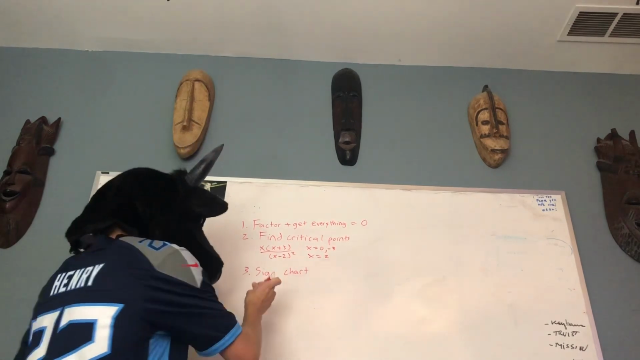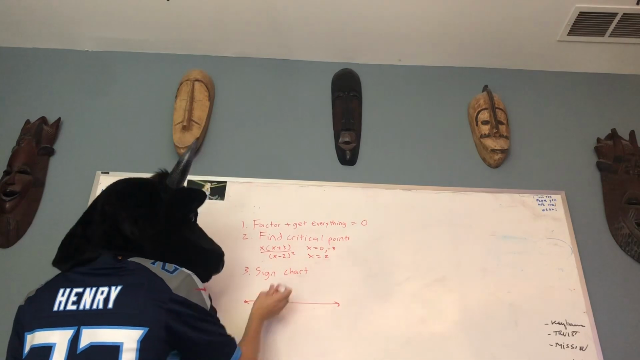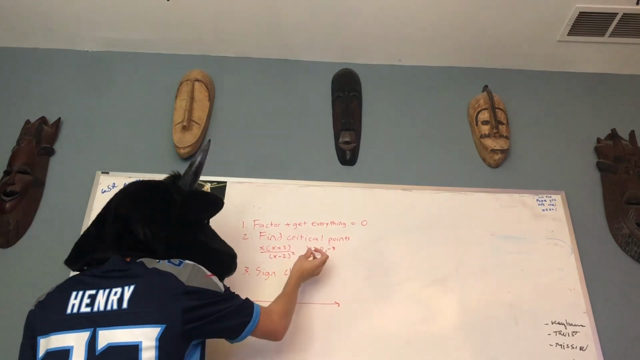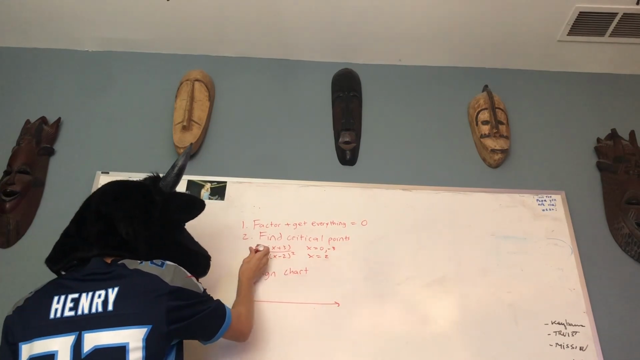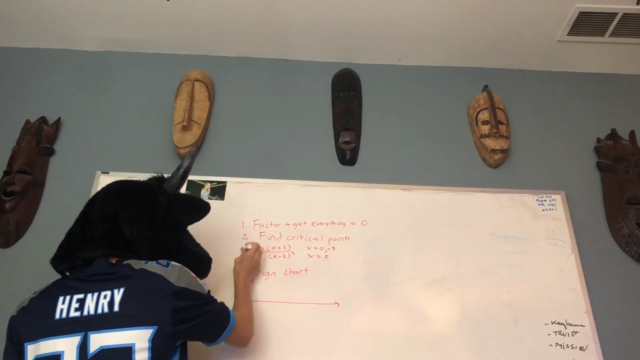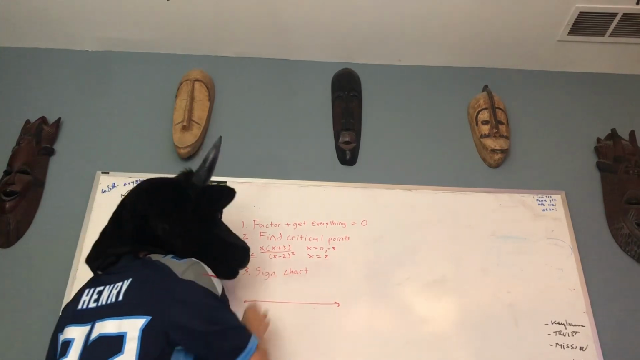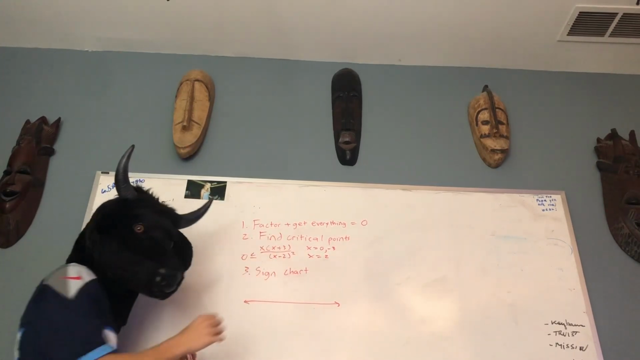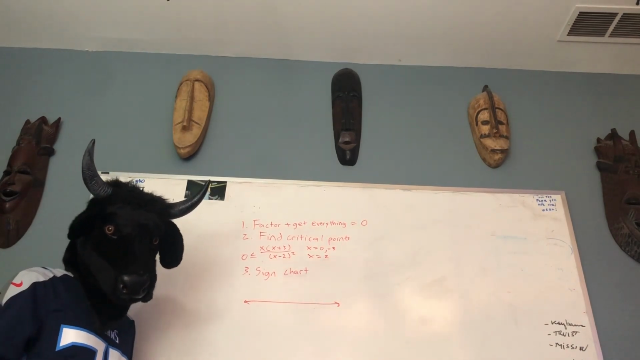And for a sign chart, you make a little number line, and you put your critical points on it. Let's pretend that this expression had to be greater than or equal to 0. Then, because it's greater than or equal to 0, that means when one of these factors up top is equal to 0, that's allowed to be included as a solution.